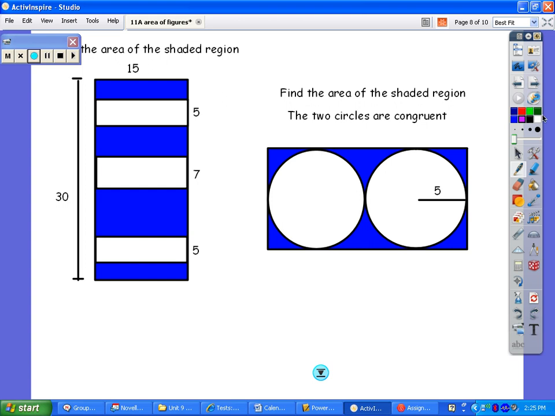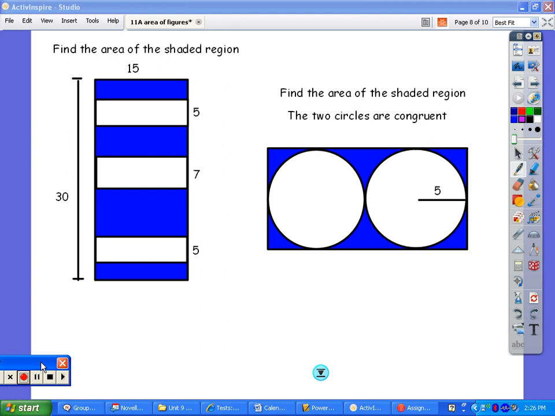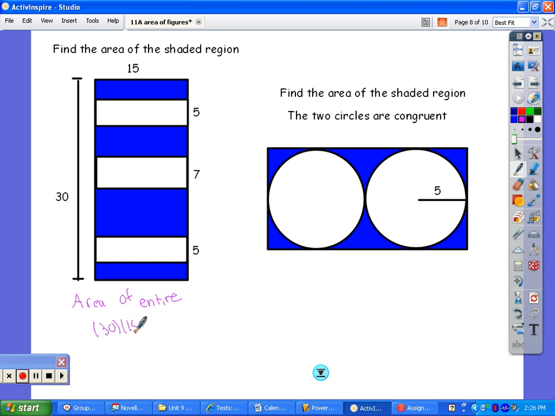So for more examples of this, they said find the area of the shaded region. If we look at this, we want to do the area of the entire thing minus the area of the pieces, or for this one we could just find the area of the 4 pieces and add them together. So for this we have 30 as the length, and then we have 15, so the area of the entire is 30 times 15, which is 450. And then we're going to do the non-shaded region, each piece.